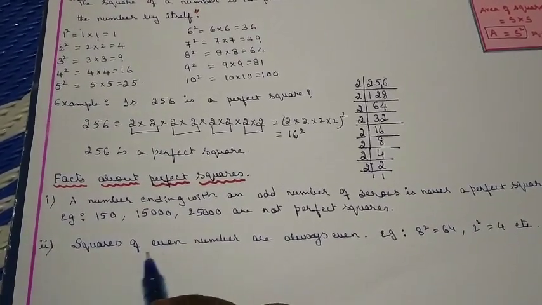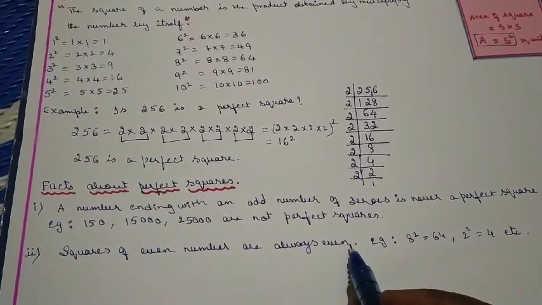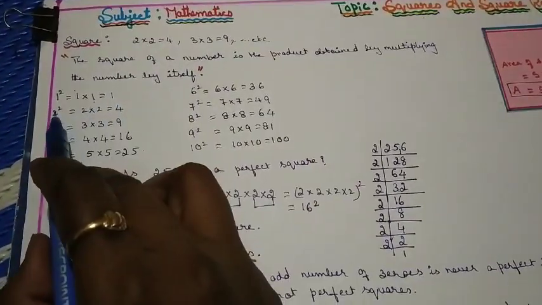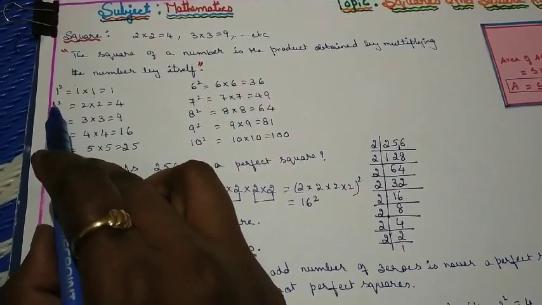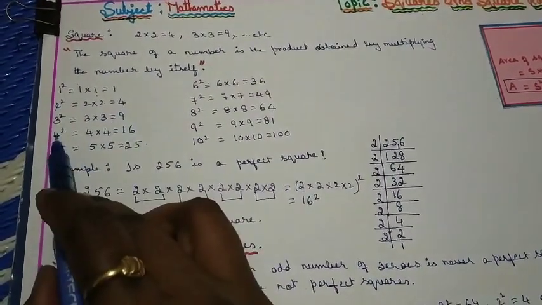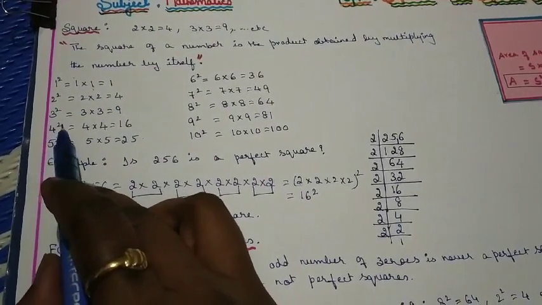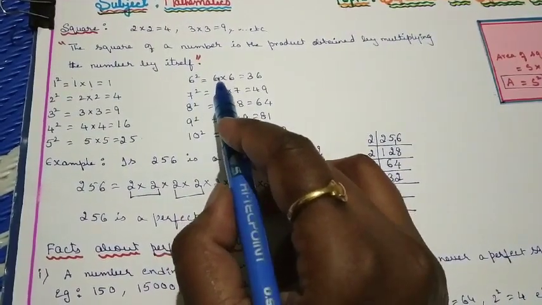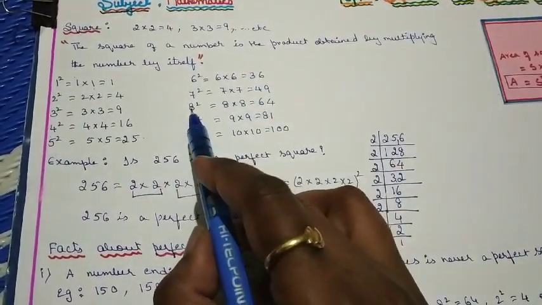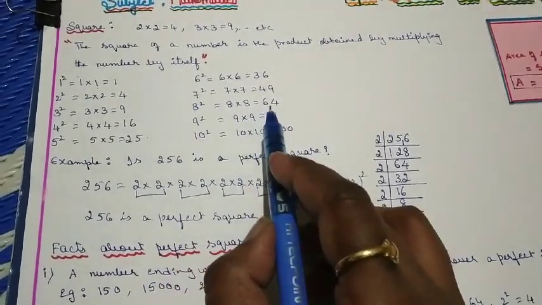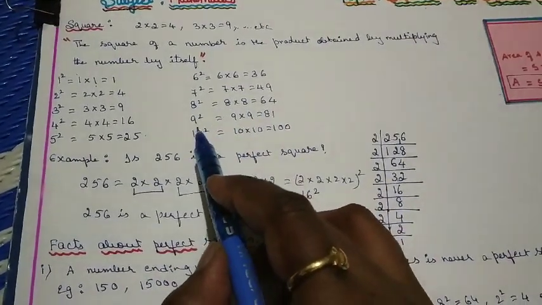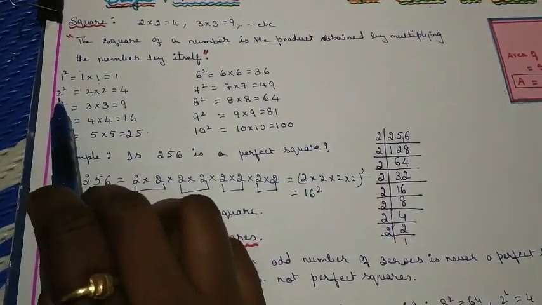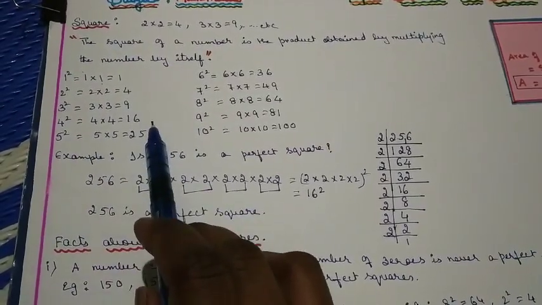Squares of even numbers are always even. So let us go here. There is 2 square. 2 is an even number. Its square is 4. Then 4 is an even number. Then its square is 16. Then 6 square. 6 is an even number. 6 square is 36. 8 square. 8 is an even number. Its square is 64. 10 is an even number. Its square is 100. So here we can observe that the square of an even number is always even.